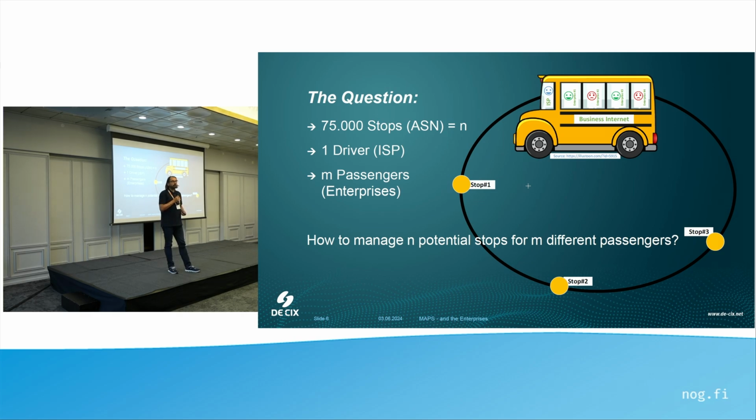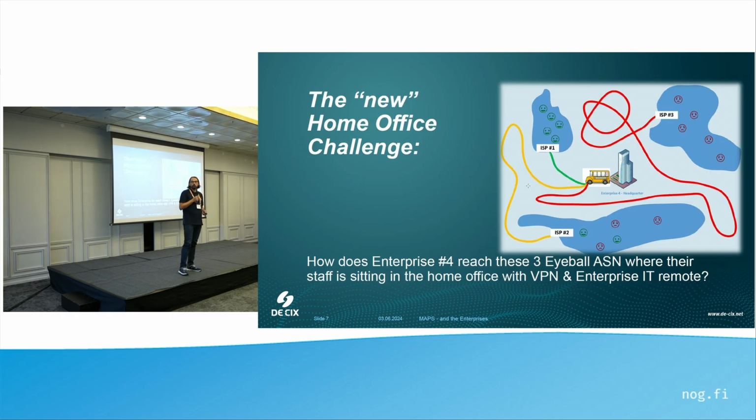When we look at this picture and find an analogy, I chose the bus. When we look at the internet, this means we have 75,000 stops to drive to, which are the number of ASNs in the internet. We have one driver, which is the ISP, the bus driver, and we have M passengers. The question is, how do you manage to drive the one bus with one driver to this number of stops? That's what we are looking at when we look at the internet routing table.